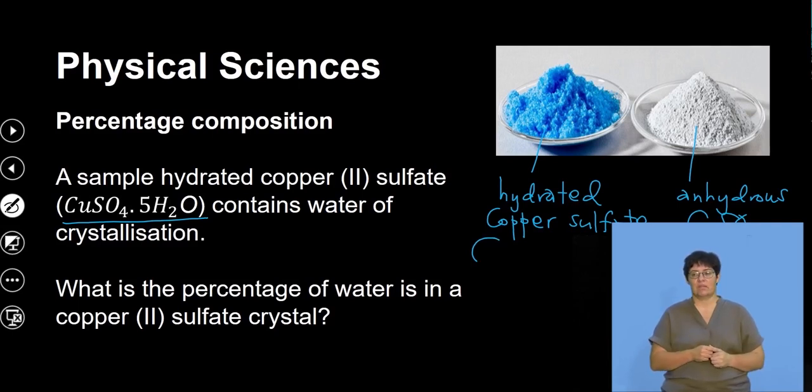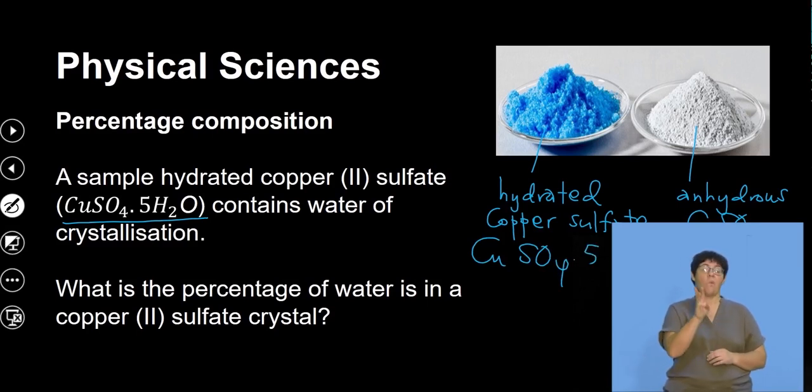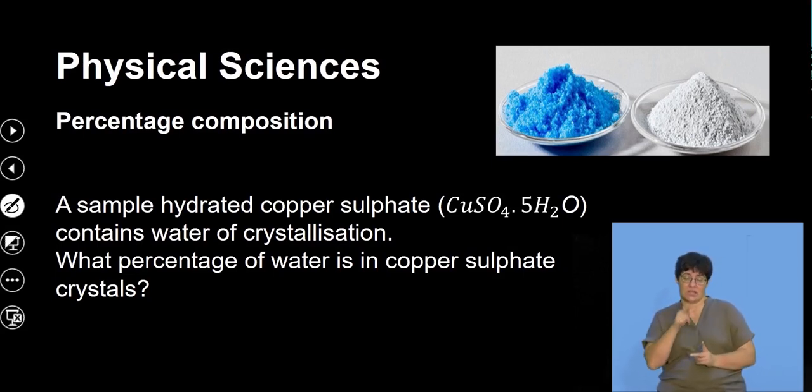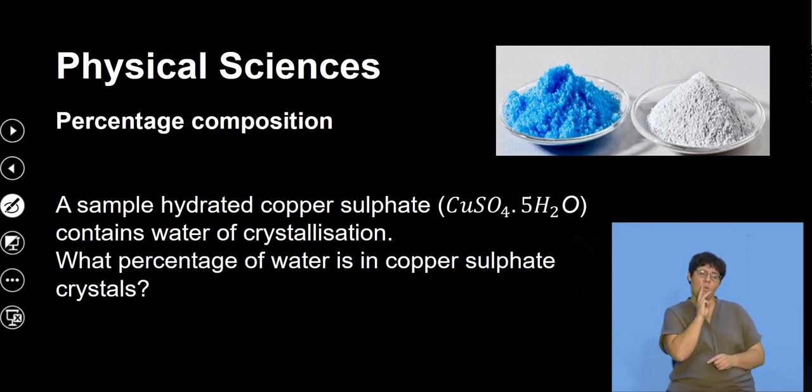So this other one will be CuSO4, but it contains the water of crystallization, while the other one does not. So what is the percentage of water in copper 2 sulfate crystals? That's what we want to determine. First of all, we need to determine the molar mass of copper sulfate, including the water, and after that we can say what percentage of that is water.